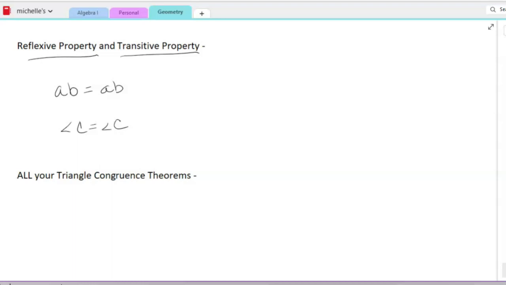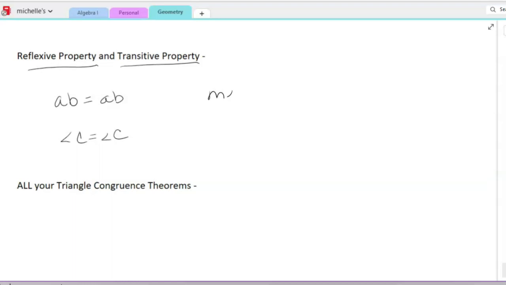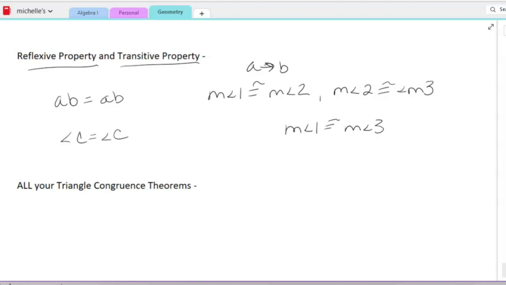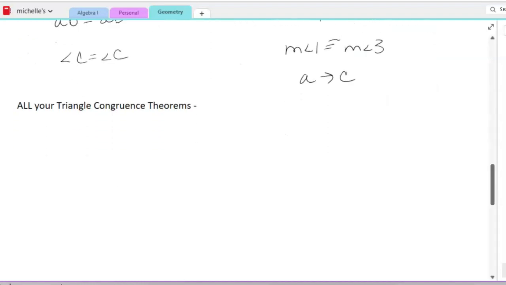But this one says, if the measure of angle 1 is congruent to the measure of angle 2, and the measure of angle 2 is congruent to the measure of angle 3, then we can say that the measure of angle 1 is congruent to the measure of angle 3, right? So if A implies B and B implies C, then A implies C, okay? So you're going to see how that works practically in the proof that I'm going to do.